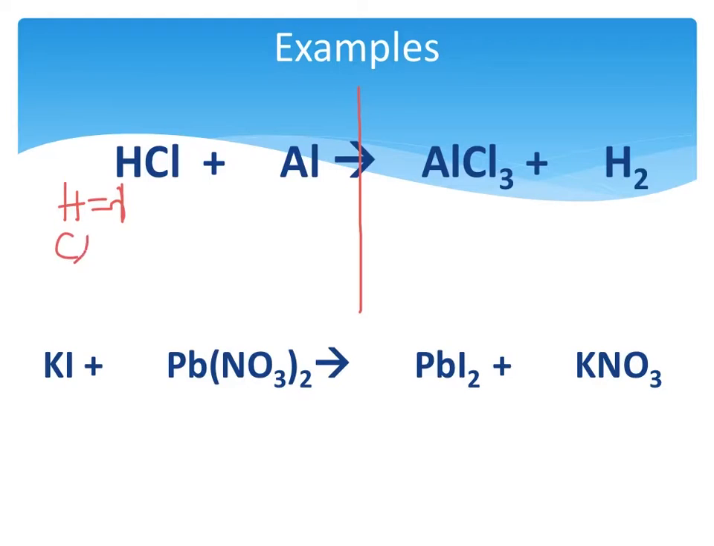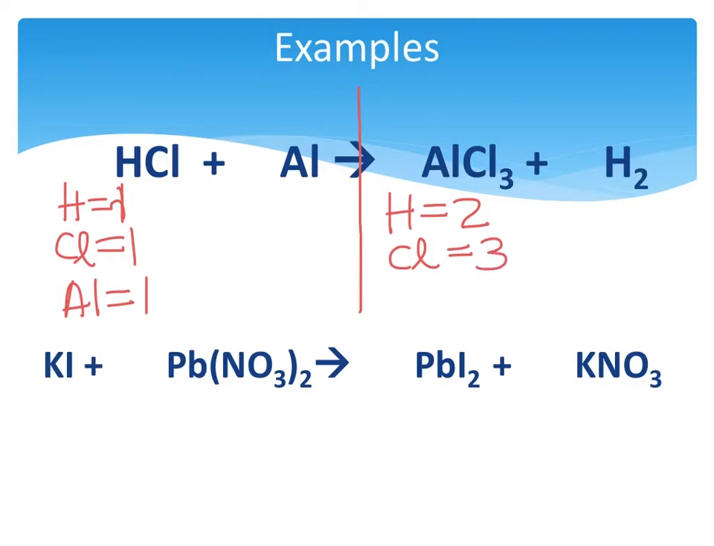And then chlorine, that's 1 too. And aluminum is 1. Let's go to the other side. On my product side, we have aluminum is 1. So let's just do it in the same order. So H equals 2. Chlorine equals 3. And then aluminum equals 1.